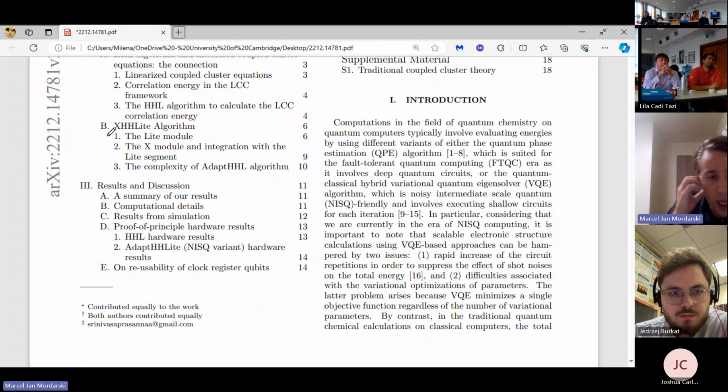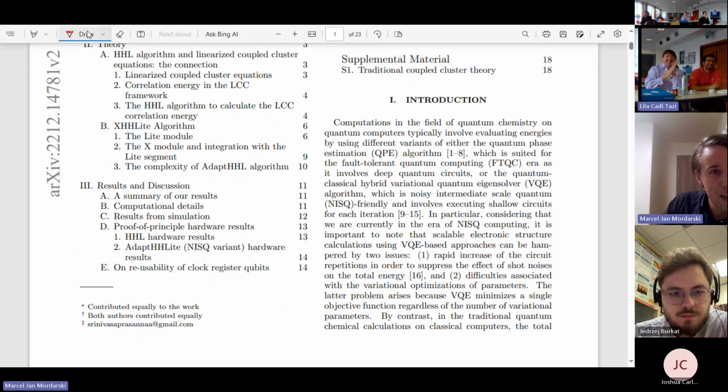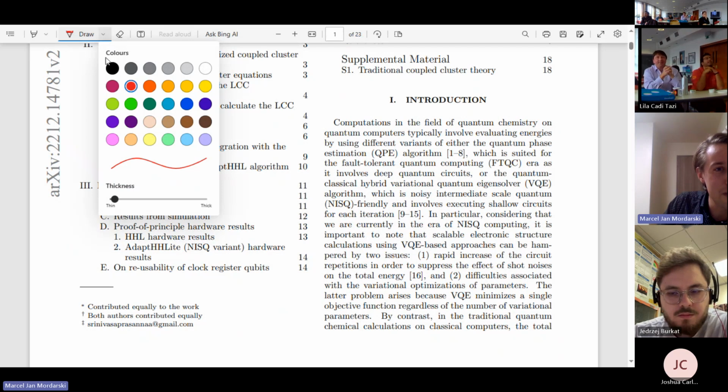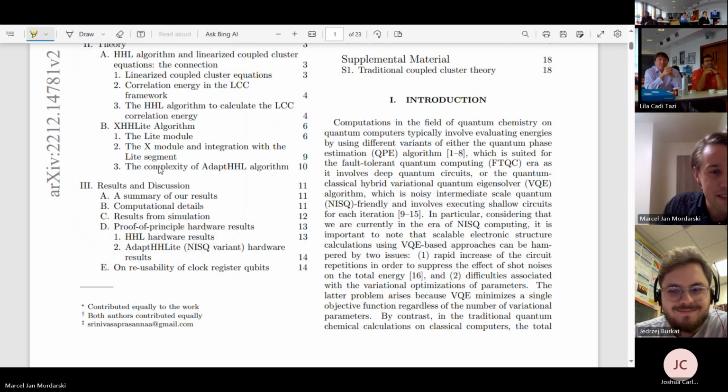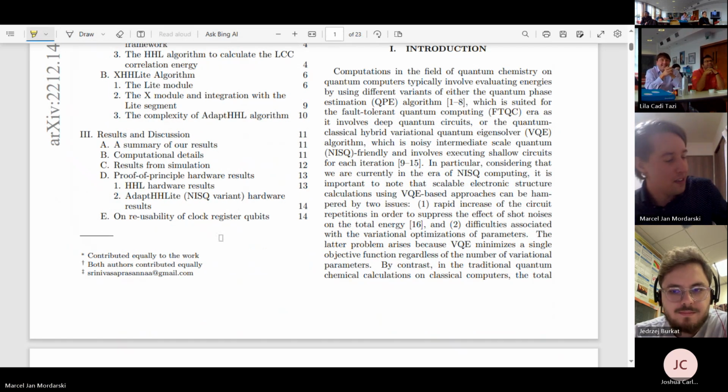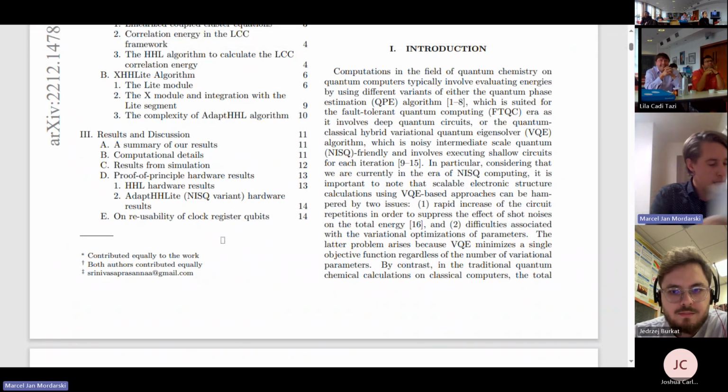Right. Have you had the chance to glance at the paper? Assume not. That's what I was going to assume, but it's always good to ask. Right. So let's start from the beginning.